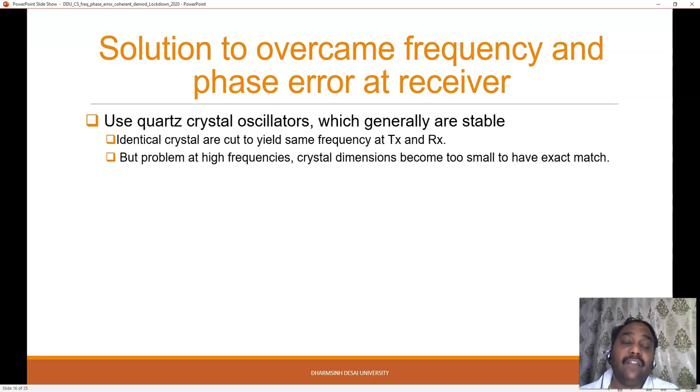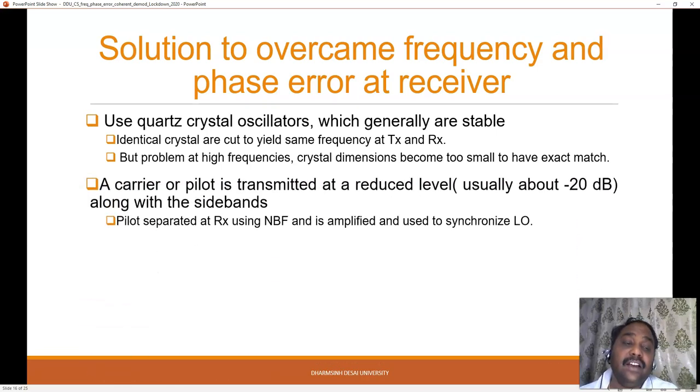But if the carrier frequency is very high, then another technique is to use DSB or SSB, and finally add a carrier or a pilot at a very reduced level. Now this is just a pilot for synchronization, nothing else, not for envelope detection or anything. So a very small power level is associated with it, and you send it along with the sideband.